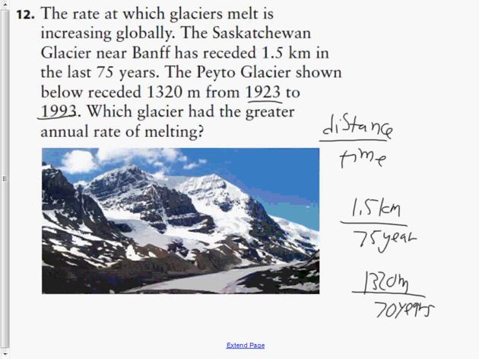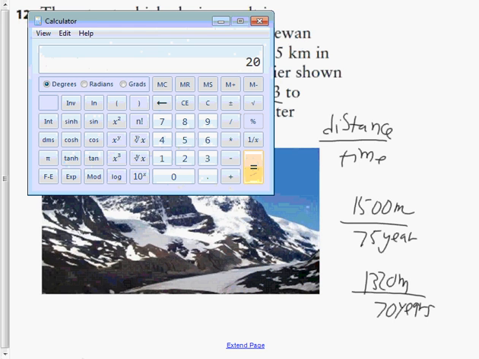So right off the bat, when we look at our top terms, one is in kilometers and one is in meters. So the first thing you should do is make a quick metric conversion. 1.5 kilometers is 1,500 meters. And now we have 2 rates that when we find a unit rate of per year, they are comparable. So if I take the first one, I'm going to take 1,500 meters and divide it by the 75 years that it took to recede that much. And that will tell me it receded 20 meters per year.